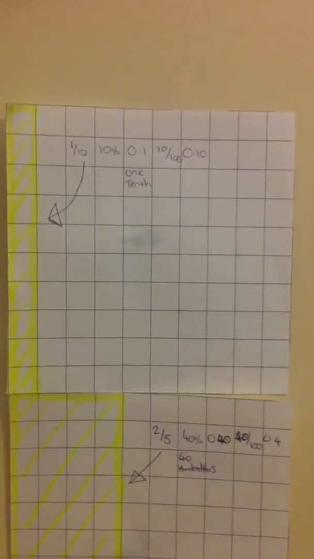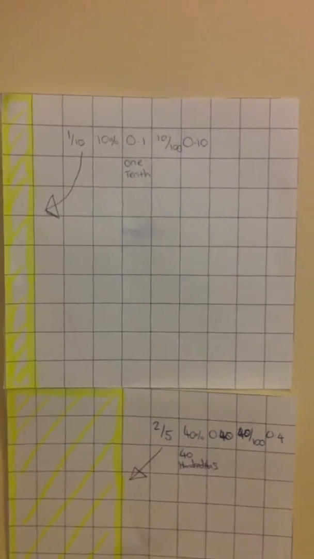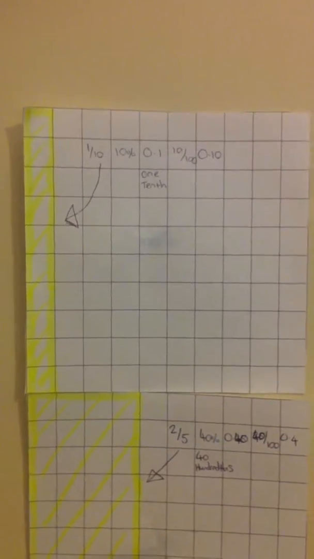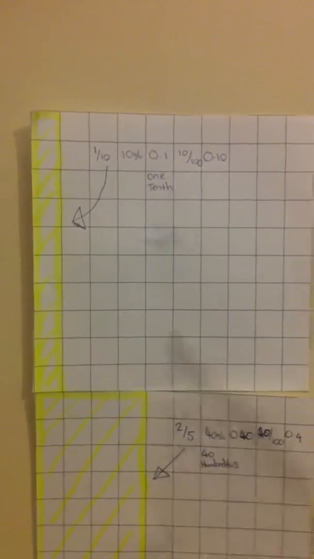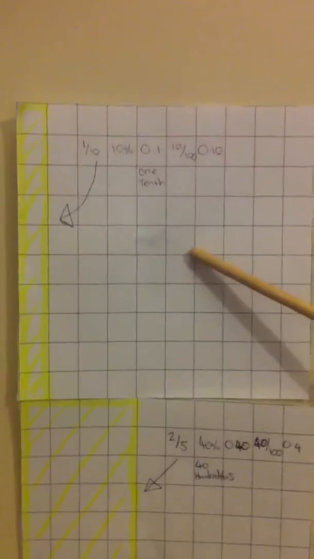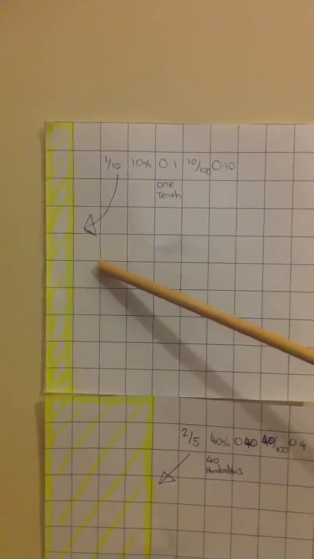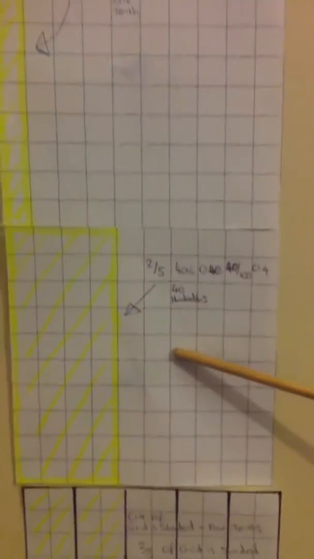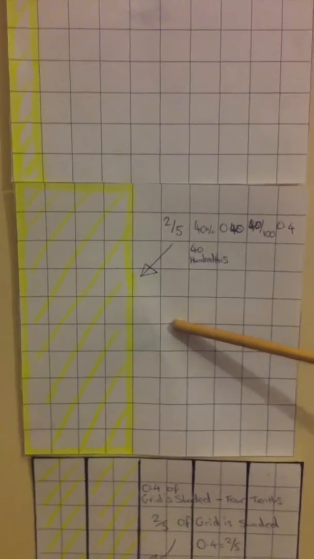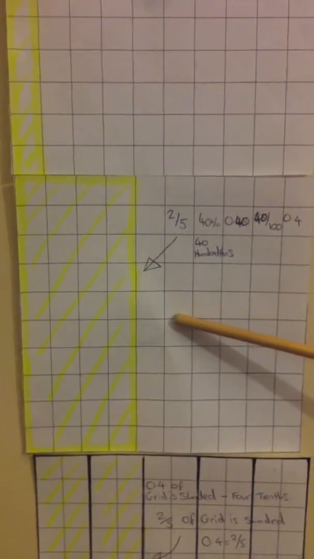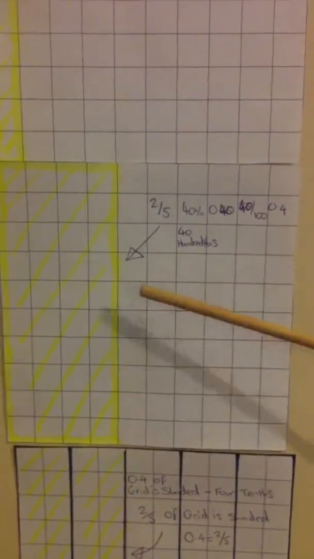A warm-up activity is essential to assess prior knowledge and to help students identify basic common and decimal facts, such as 1/10 is equivalent to 10 hundredths or 10%. 40 hundredths is equivalent to 4/10, 40% or 2/5.